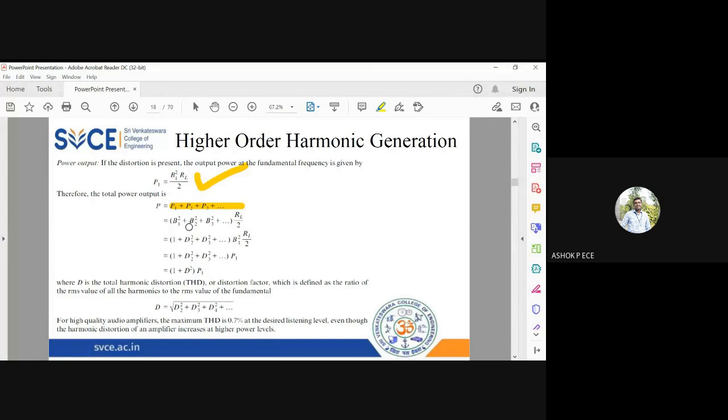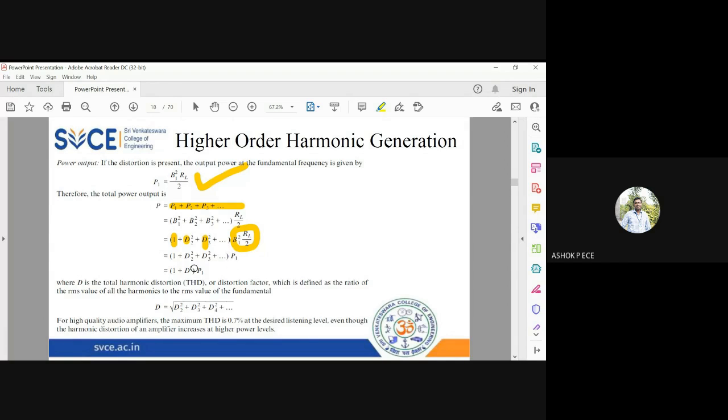Now divide each term by B1 square. So B1 square by B1 square, the first term, will be 1. B2 square by B1 square, the second term, will be D2 square. B3 square by B1 square, the third term, will be D3 square. And here you will have it multiplied by B1 square RL by 2, and you know B1 square RL by 2 is going to be P1. So P1 times 1 plus D2 square plus D3 square, etc.